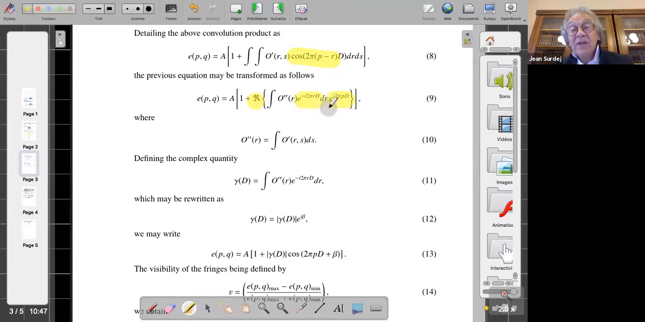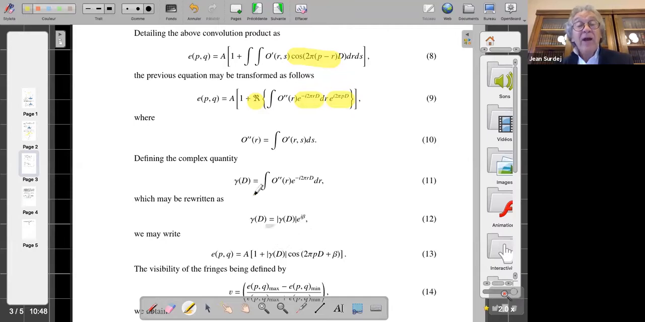So you see this one appears here. And I've named it gamma. Why gamma? It's because we have already seen in some of the previous lectures that this is the complex degree of mutual coherence of the source. This is the definition. Now, since it is a complex quantity, you may represent it as a product of its module by the complex exponential function where you introduce just a phase shift beta. So this is a normal way to represent a complex quantity.